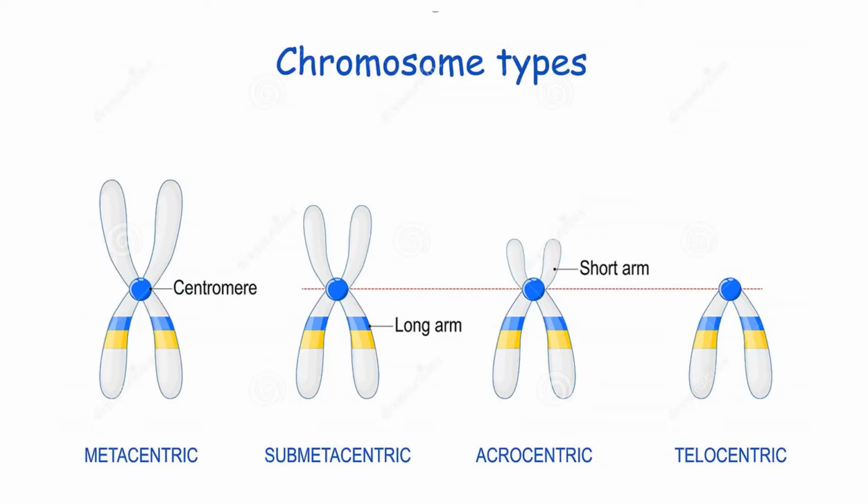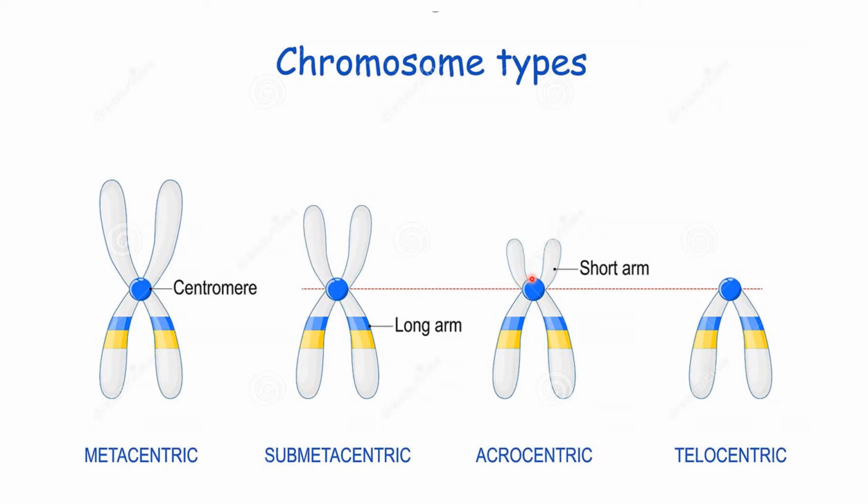This is a photomicrograph to show different types of chromosomes classified based on centromeres. Here in metacentric chromosome, the centromere is exactly in the center, whereas in submetacentric, the centromere is slightly away from the center, producing one long arm and one short arm.